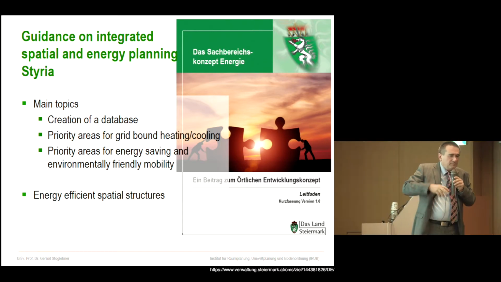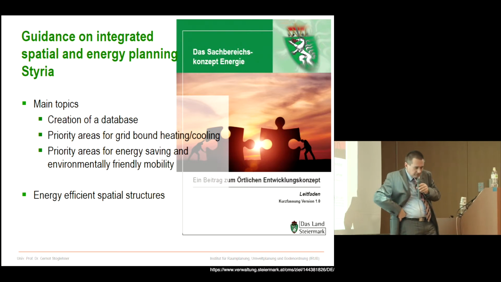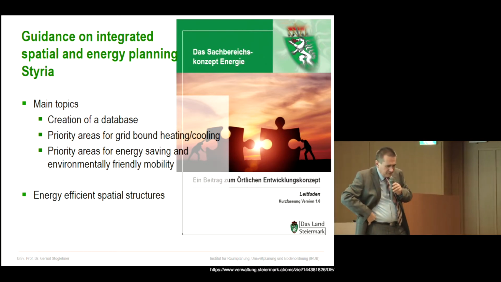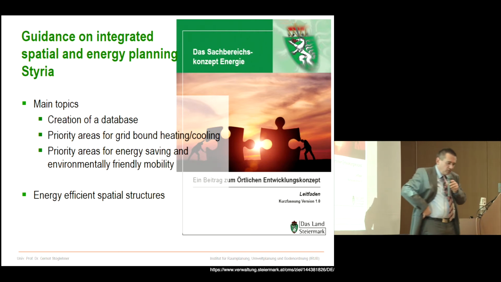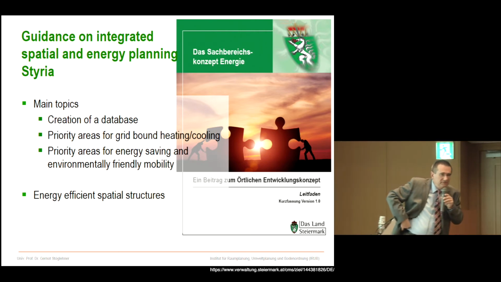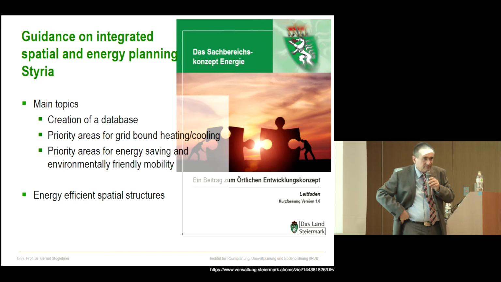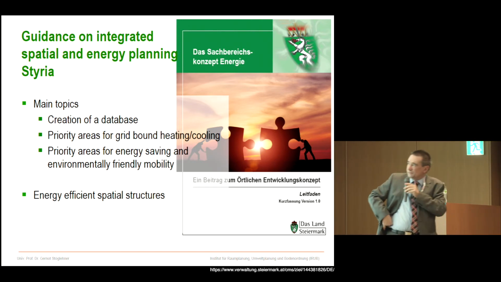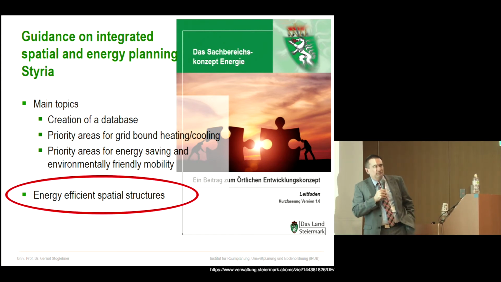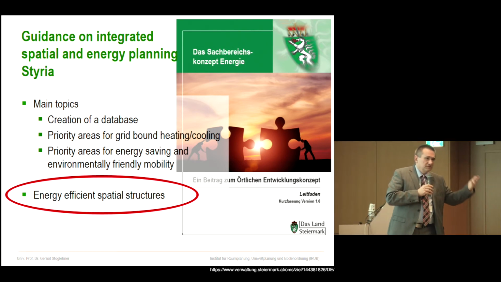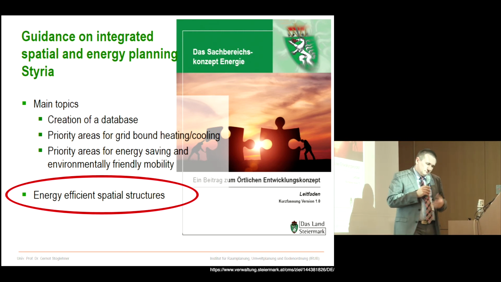Then I would like to show you a bit of the methodology behind it now, about priority areas for district heating, for grid-bound energy supplies, district heating, cooling, and so on. We will come to that later, why this is important in the energy transition. And we wanted to think about priority areas for energy saving and also for environmentally friendly mobility, which is also healthy because it's mobility that you can cover by bike, walking, and also combining that with public transport. And this is all possible in these energy efficient spatial structures I've shown you before. So the spatial structures that are based on mix of functions, moderate or appropriate density for a spatial archetype, and nearness, compactness, and so on.